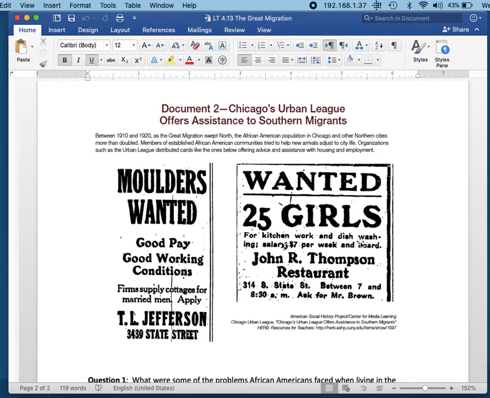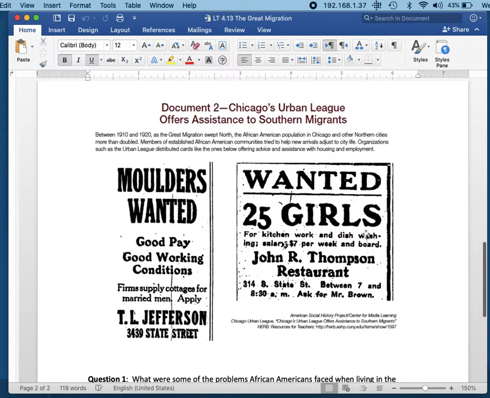So I just want to explain what board means, because you're going to hear this term a lot when you get older and you want to go away for college. You'll hear the term room and board. Room is just that, you getting a room. Board is the food that you're going to consume. So in this ad here, the person who wants these women to work in the kitchen is willing to pay them $7 a week and feed them breakfast, lunch, and dinner.